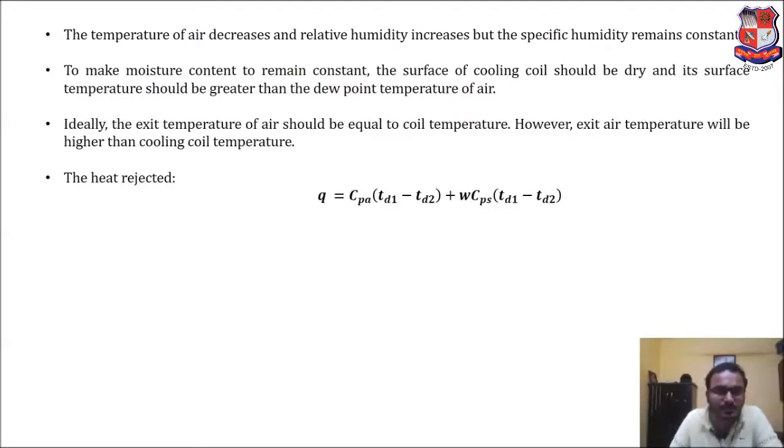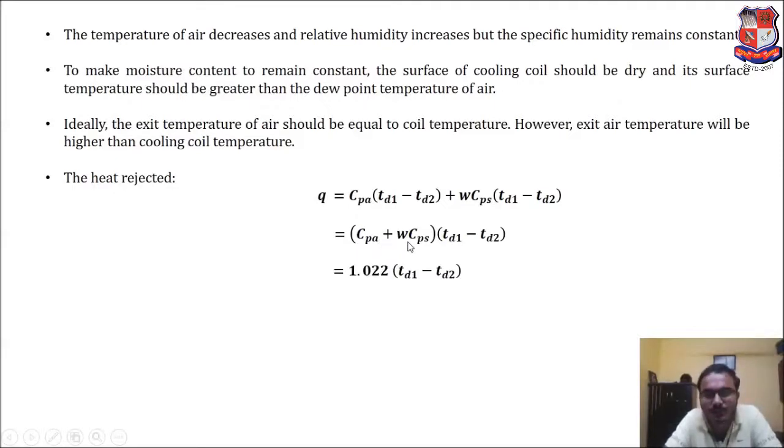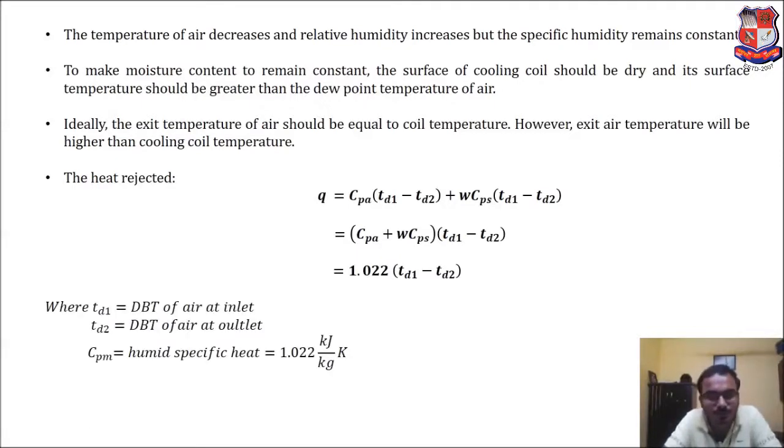Now the heat rejected is CPA (TD1 minus TD2). Why is this coming? Because this is the dry air portion and this is the water vapor portion. So we are combining them, and its combined value is 1.022, where TD1 is the dry bulb temperature of air, TD2 is the dry bulb temperature of air at outlet, and CPM is the humid specific heat.